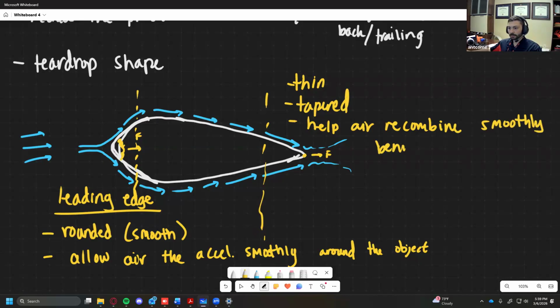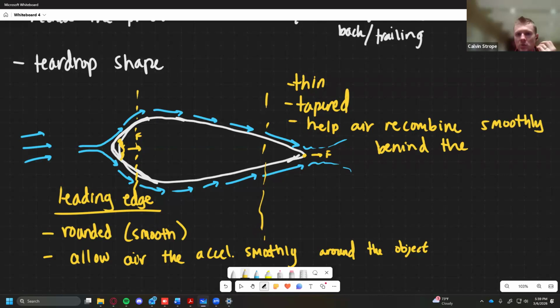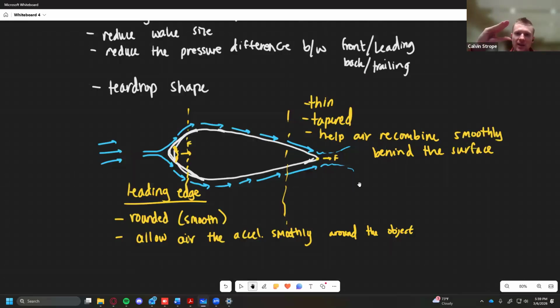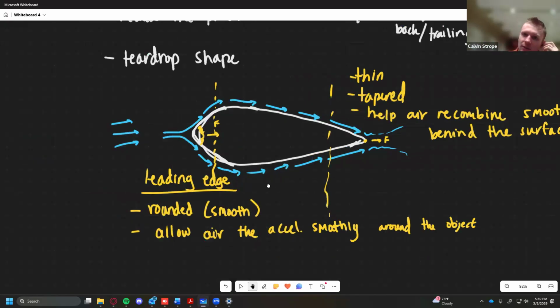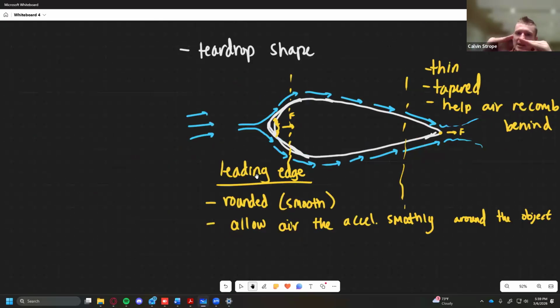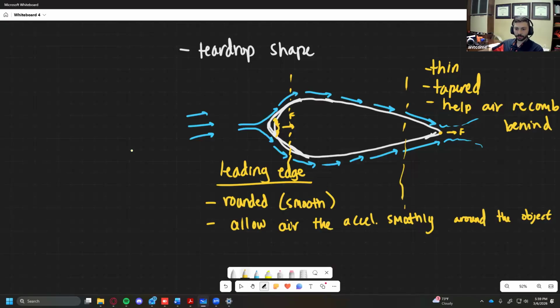behind the surface. So why do we want the leading edge to be round and not thin and tapered like the trailing edge? It seems like the air could accelerate just as fine going in a symmetrical leading edge, trailing edge, if it was broadly blade shaped. Yeah, that is a really good point. So you're basically asking like, why don't we do something like this, right? Why don't we do something more like equal?